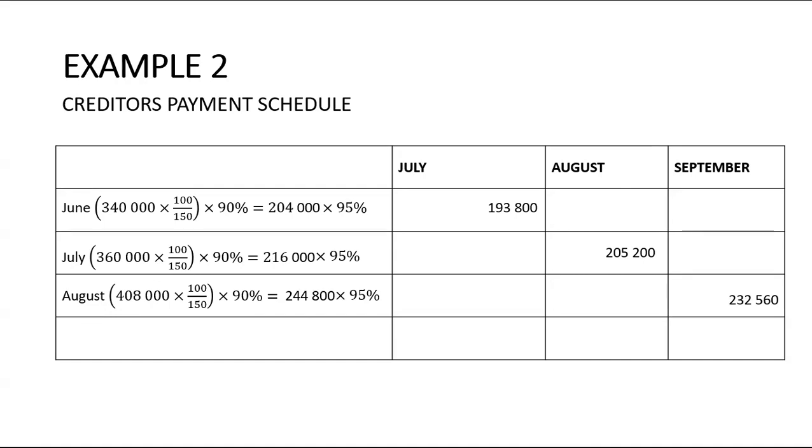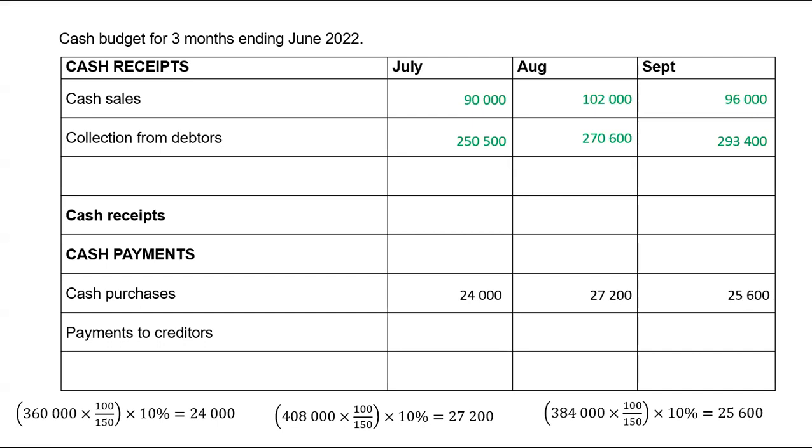Then get your total payments for the budget period. For July, you will have 193,800. For August, you'll have 205,200. And for September, you'll have 232,560. You will record this as payments to creditors under the payments section in your cash budget.